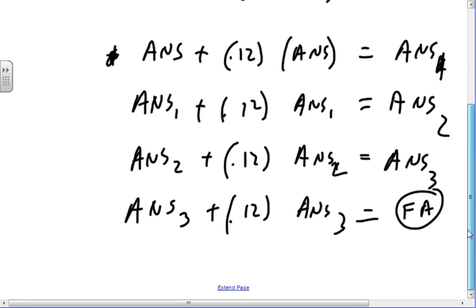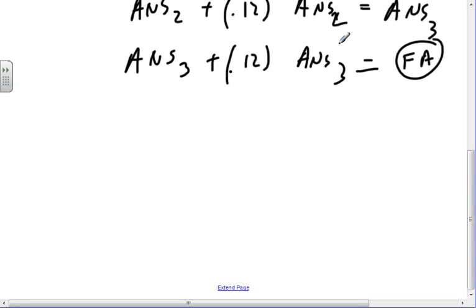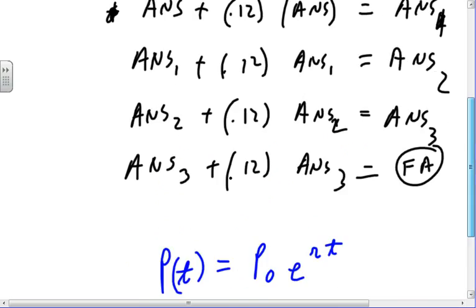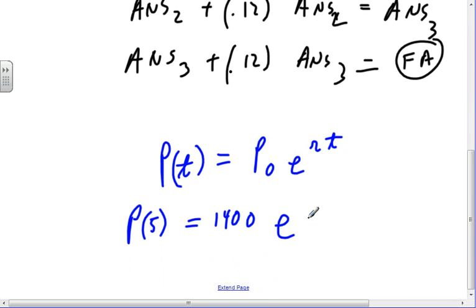All right. Or you can do it the way the book wants you to do it, which says the population at time t is population naught e to the rt. Right? So P at 5 days is population naught. What's population naught? 1,400? I forgot already. 1,400 e to the 0.12 times 5.